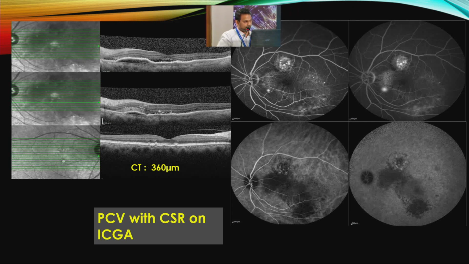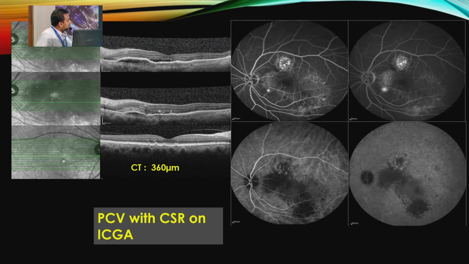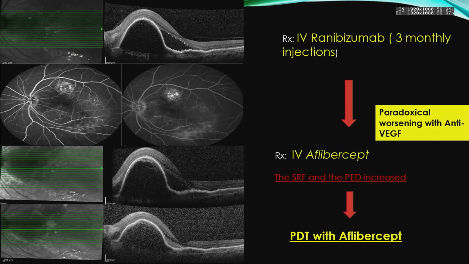So the third case is a 67-year-old male, with defective vision for 2 weeks and 6/18 vision. You can see this irregular PED, subretinal fluid, some fibrin here, and thick choroid on OCT, and ICG FFA shows the ink blot leaks here. The patient was started on ranibizumab monthly injections. After 3 monthly injections, truly non-responder, so shifted to aflibercept. But still, here we have a paradoxical increase in fluid and PED.